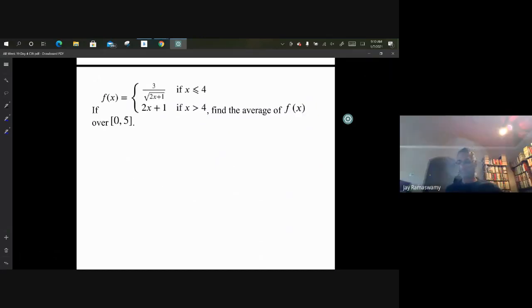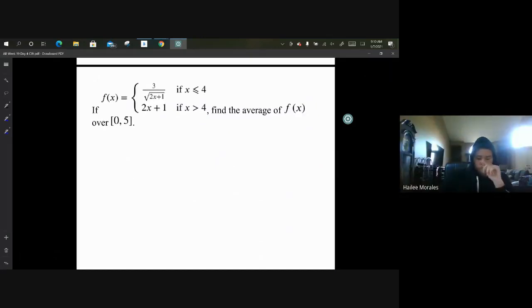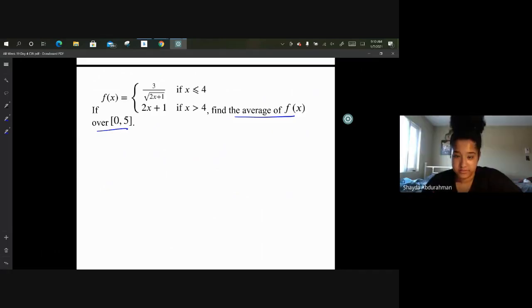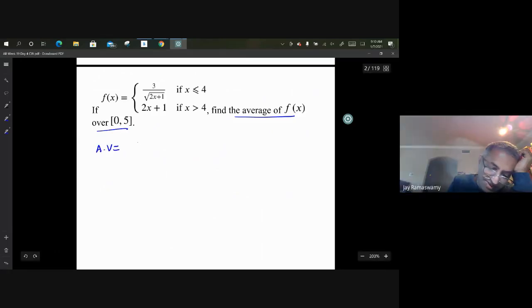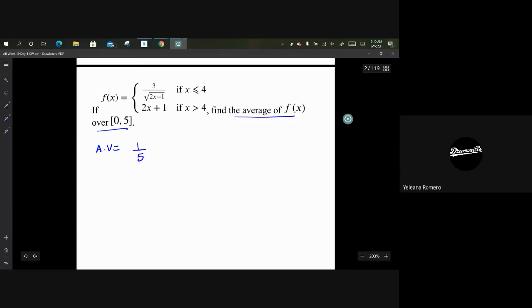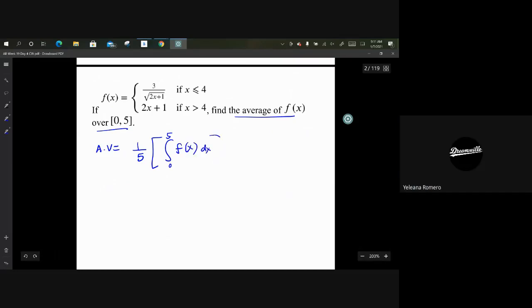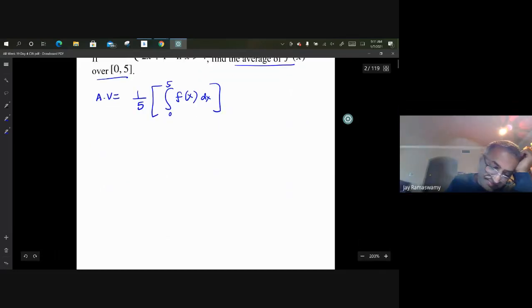Right on page 2. Okay, in your notebook, just write on this. Okay, how do we begin the problem? It says find the average of f of x. Average value equals 1 over 5, brackets, integral 0 to 5, f of x dx. Look down. So 1 over 5.